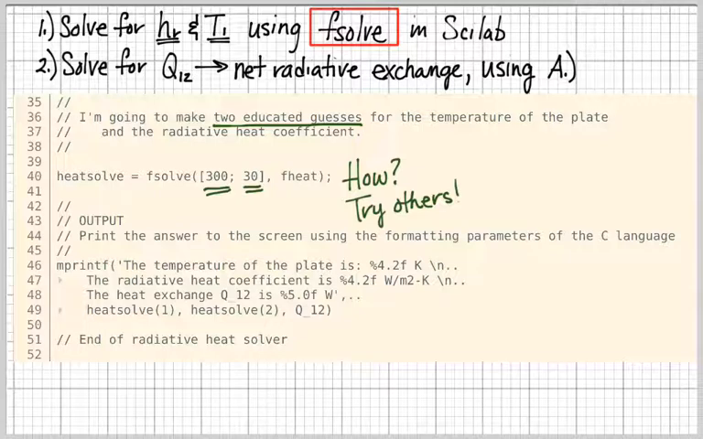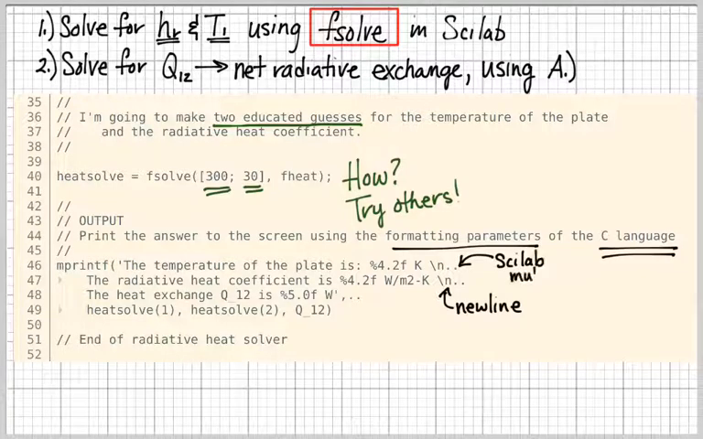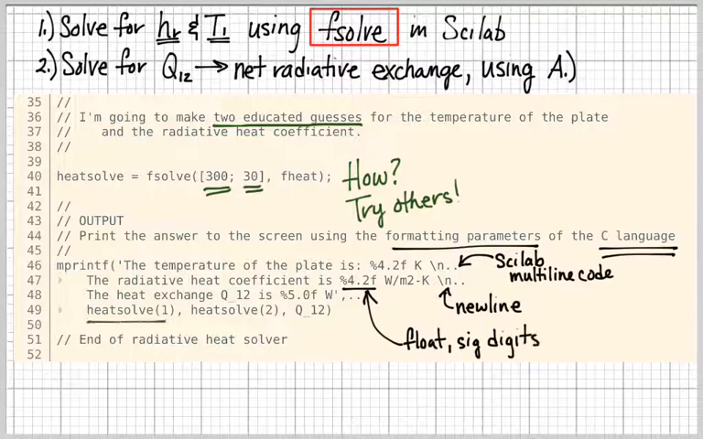So the output in line 43 and onward is going to print out the answer to the screen in Scilab, and it uses formatting parameters of the C language. So you're going to see code for a new line, that's \n in Scilab. You're going to see the Scilab multiline code, which is basically saying keep reading on to the next line.